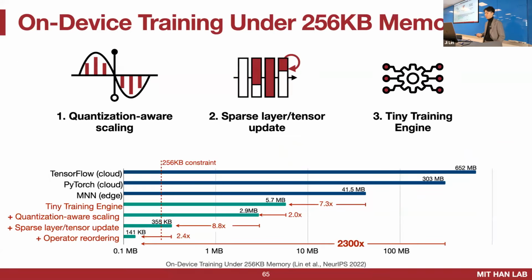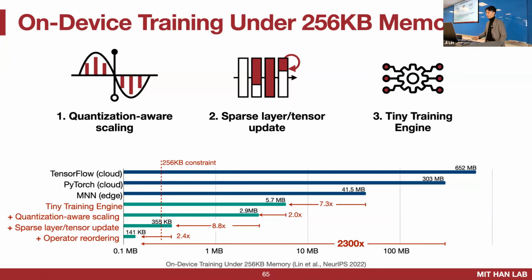So in our later work on on-device training under 256 kilobytes of memory, we further propose some techniques to enable on-device training under the TinyML setting. It consists of 3 techniques. One is quantization-aware scaling, which allows us to directly update the quantized model. And second is sparse update. Basically, we want to update only the important weights for transfer learning.